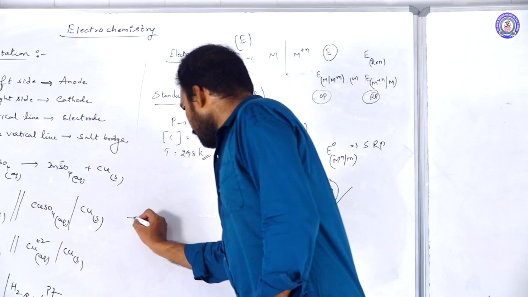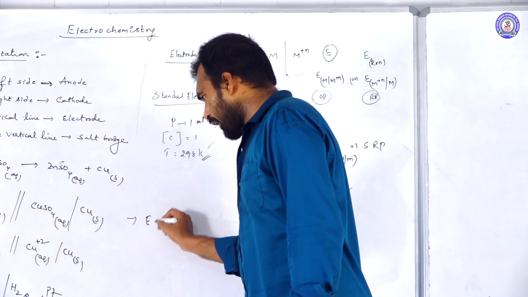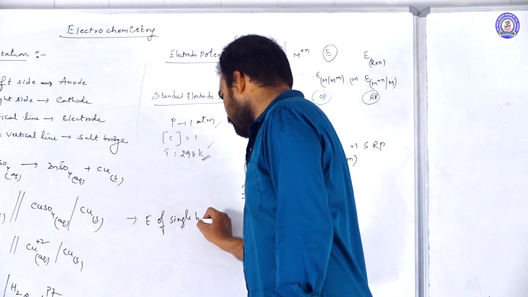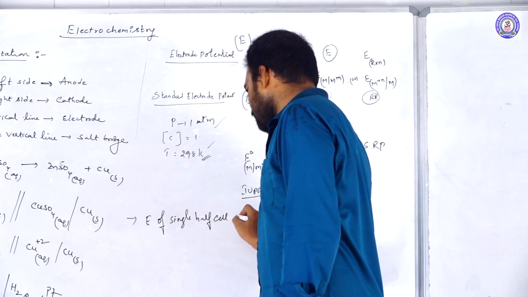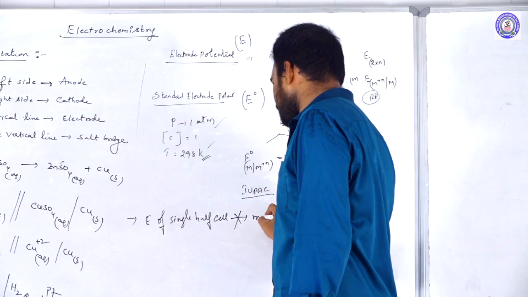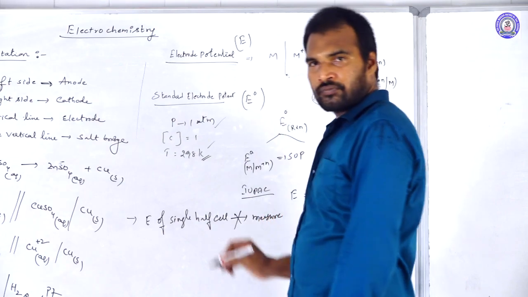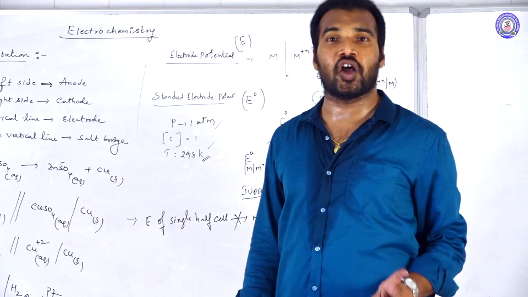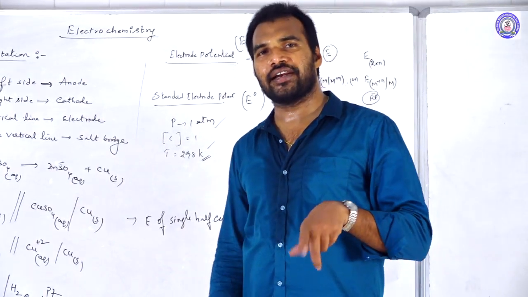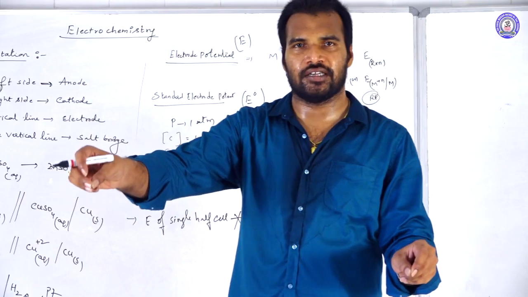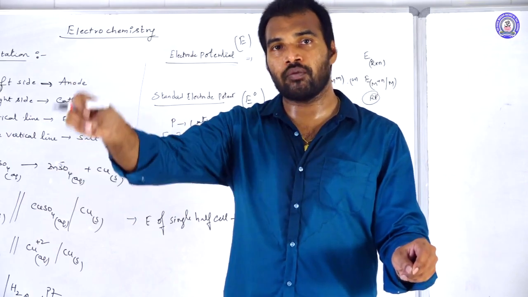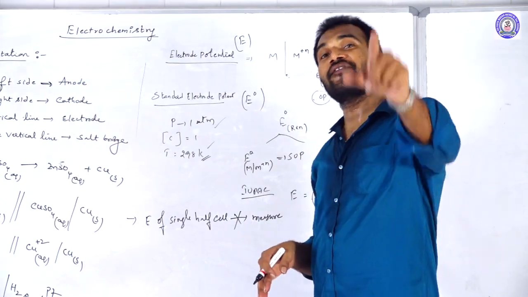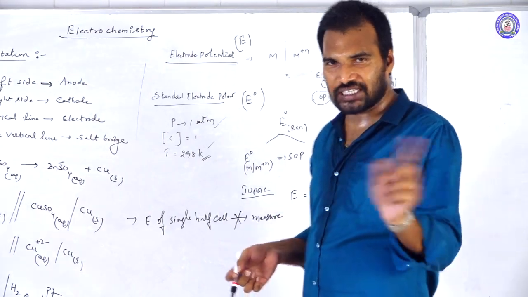So the electrode potential value of a single half cell cannot be measured. Suppose you wanted to calculate the electrode potential of a single half cell, how can we do it? Simply connect it with some other electrode of known potential. That is what we call a reference electrode.